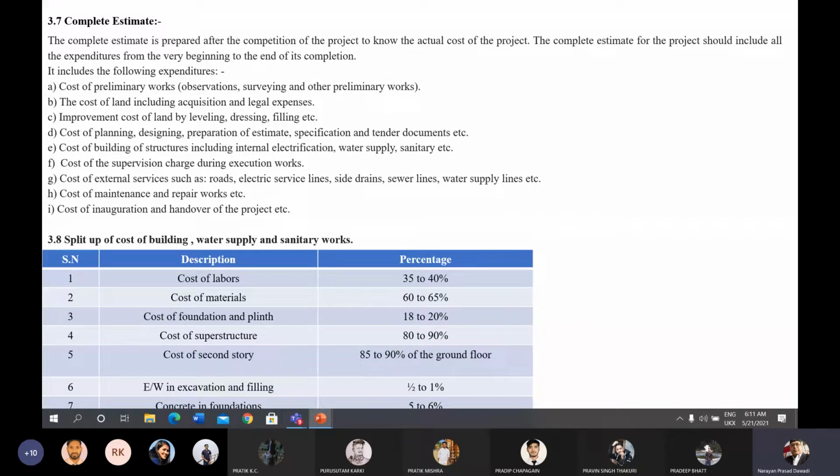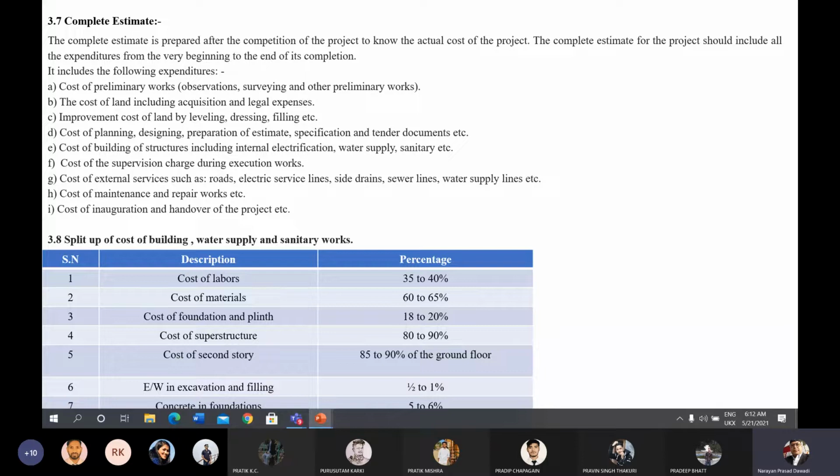At this scale, if you consider the foundation cost and the plinth level cost, then the foundation cost will be 18 to 20%, whereas the superstructure cost will be 80 to 90%. In general, the work cost can be split up as the foundation and the superstructure cost.